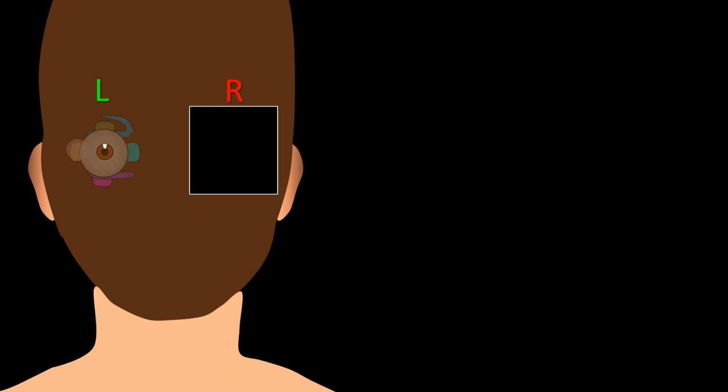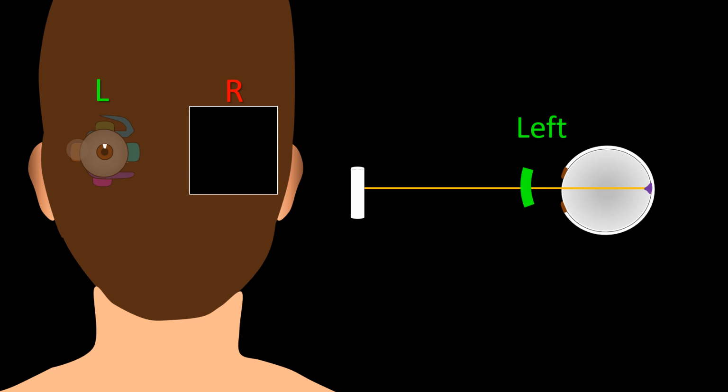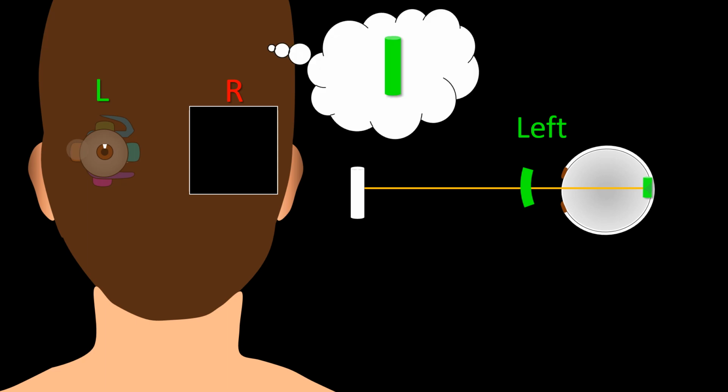Let us first cover the right eye. The left eye in primary position will perceive the bar without a glitch. The image will fall in the fovea. The bar will be green since it is being viewed through the green crystal and at the correct location.